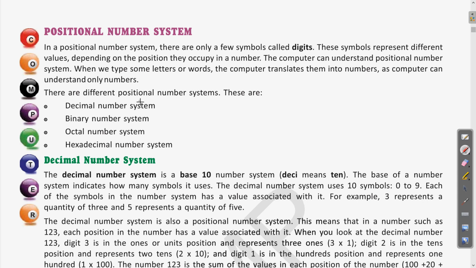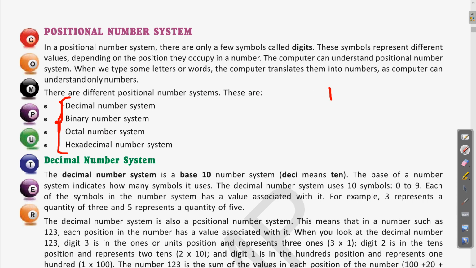Now we will see the different types of positional number system. The different types are decimal, binary, octal and hexadecimal. Clear? One by one we will see them. In decimal we are already familiar, but even then, I hope the positional number system is clear.